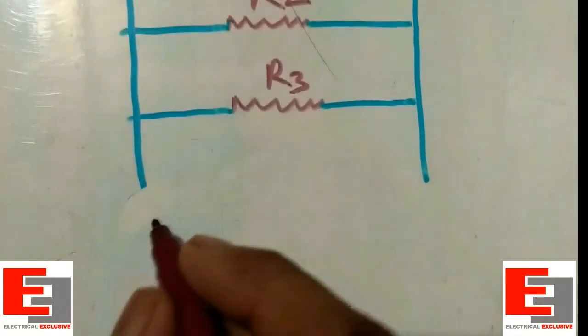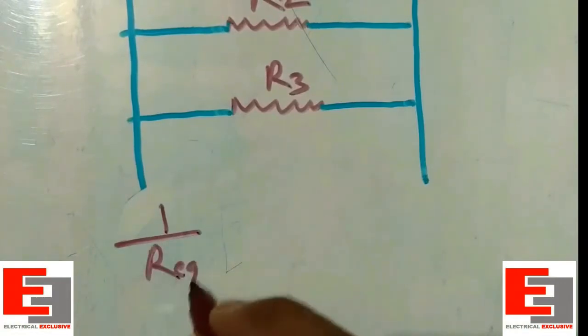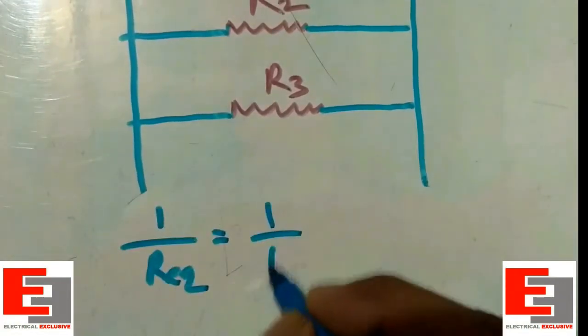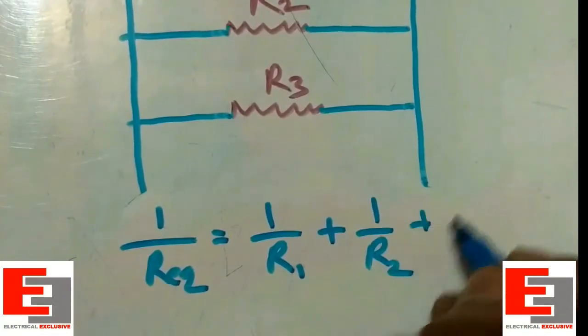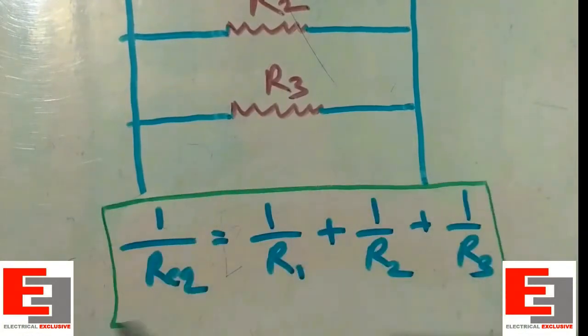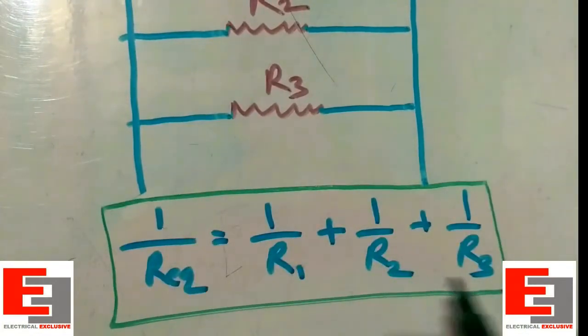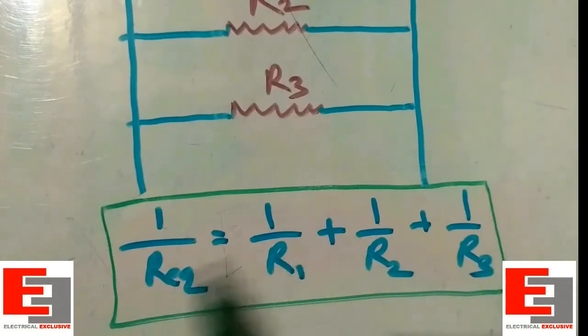The reciprocal of total resistance, 1/R equivalent, is equal to 1/R1 plus 1/R2 plus 1/R3. And this equation represents a parallel connection, or we can say R1, R2 and R3, these three resistors are connected in parallel. And from this equation you can find what R equivalent is.